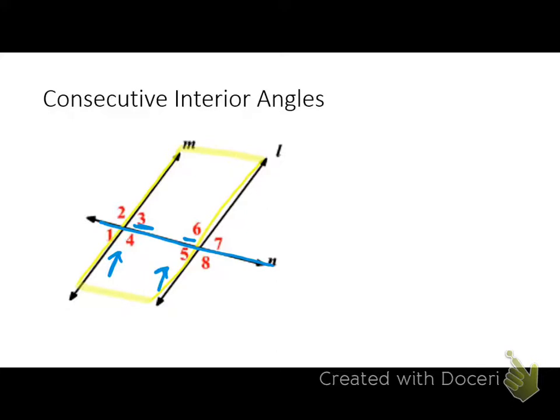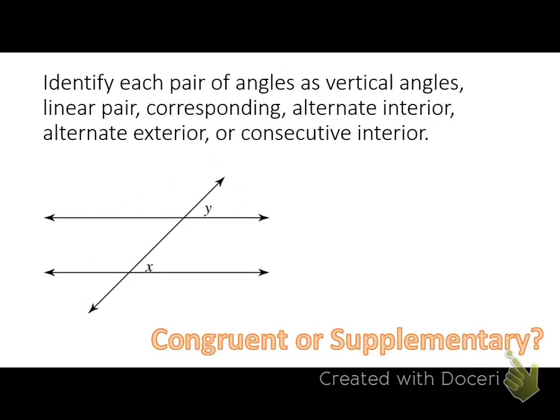Virtual students, I can see you too, so you're free. You are participating. Look at some teams going. So, not quite. We're going to practice. I would highly recommend keeping your notes out on this page, page 2. I'm going to show you 2 angles like this, and it says identify each pair of angles as vertical, linear, corresponding, alternate interior, alternate exterior, or consecutive interior. And then tell me if they're congruent or supplementary.